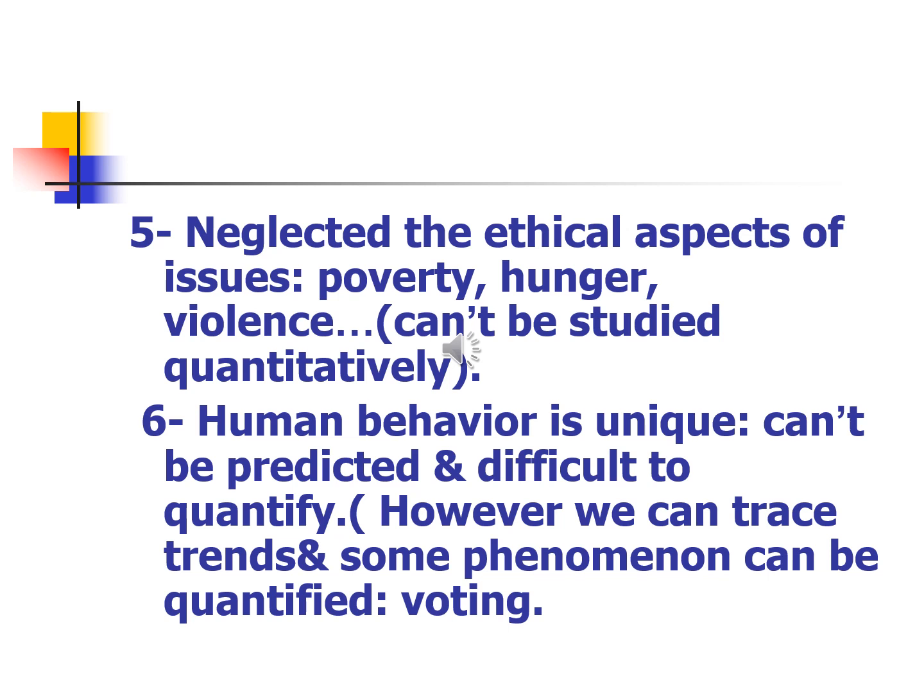Fifth, this approach neglects very important ethical and social issues, such as poverty, hunger, environmental issues. These issues are very important, but they cannot be studied in a quantitative way. Also, number six, human behavior, as you all know, is unique. It cannot be predicted, and it is very difficult to be quantified. It is difficult to be translated into numbers.